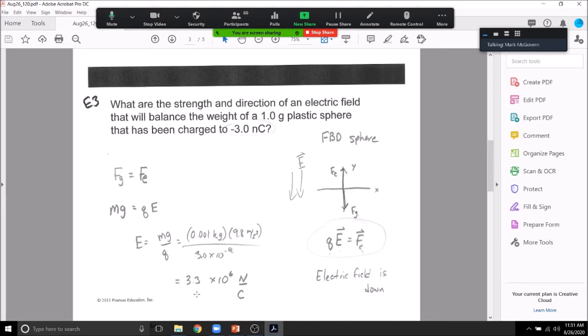No, it's 3 million, actually. So this is a tad above. I thought it was 300,000. It's 3 million, though. 3 million. So this is a tad above the electrical breakdown of air.